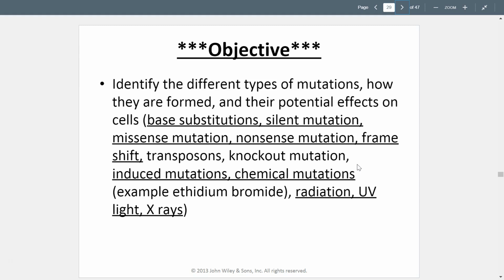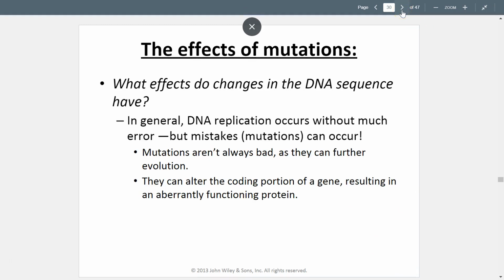We're going to look at examples of frame shift. This is a different type of mutation that can happen. We'll look at the other ones later, because they're unfortunately another chapter, which are transposons and knockout mutation. We're going to look at induced and chemical mutations today. We're going to talk about a specific example of a chemical mutation, ethidium bromide. We're going to look at the effects of radiation, UV light, and X-rays today.